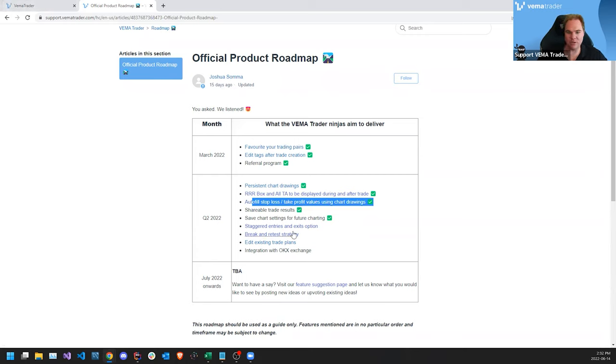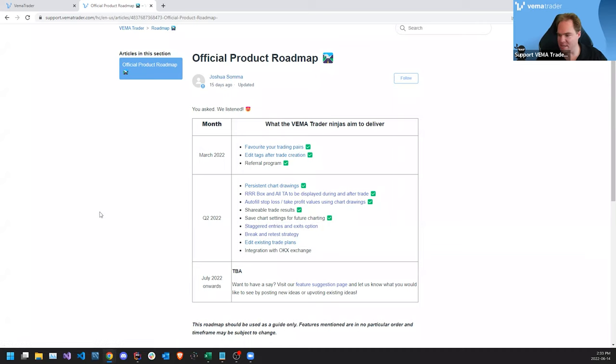So we knew to get to the staggered entries and exits option, we needed to have the drawings be draggable, because typing in that many figures sucks. And then we also knew we'd need to move all of these things around a lot. And so edit existing trade plans will be next. Once that is done, great, we've done all the groundwork to get us to staggered entries and exits.